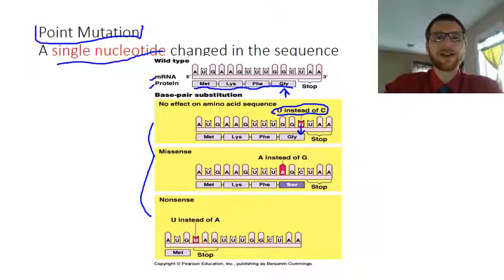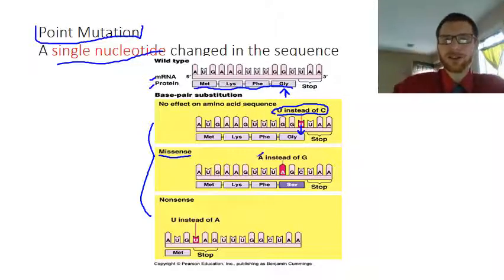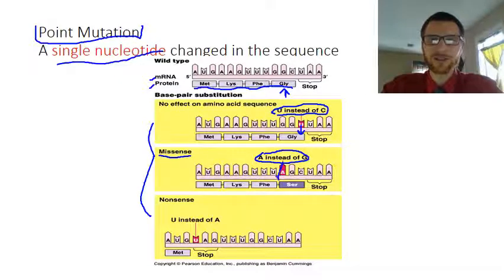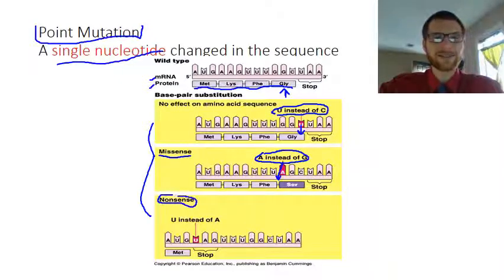It's okay. The second kind is missense, as in mistake, and a mistake was made. So an A is here instead of a G. And that's just one letter, one nucleotide, but it gives you a different amino acid. This could be the difference between having normal red blood cells that flow around in your body nicely and having sickle cell anemia, which has all kinds of debilitating impacts.